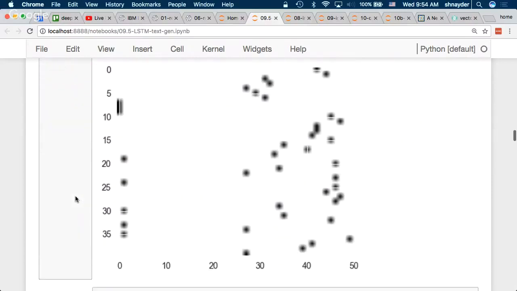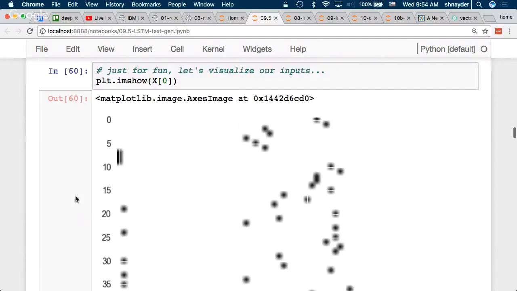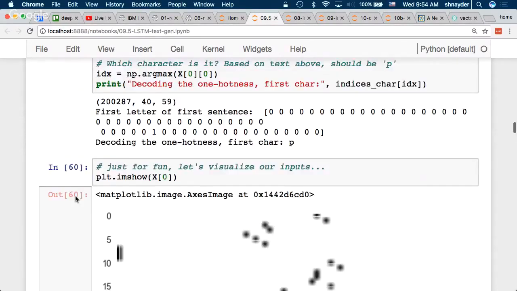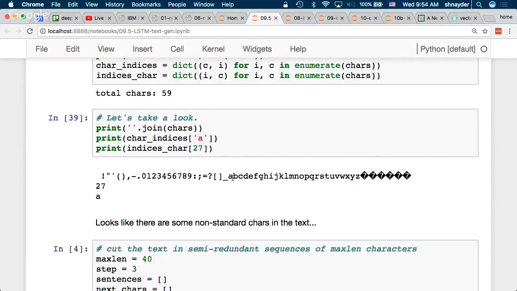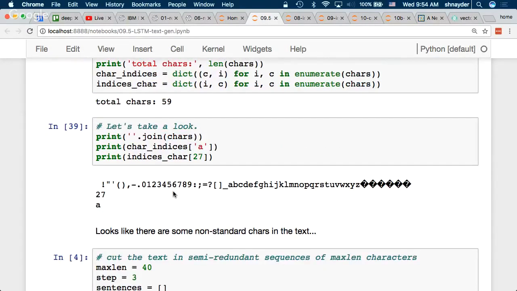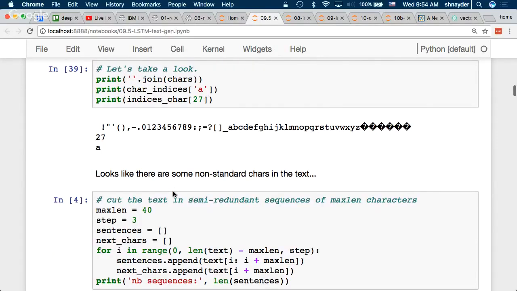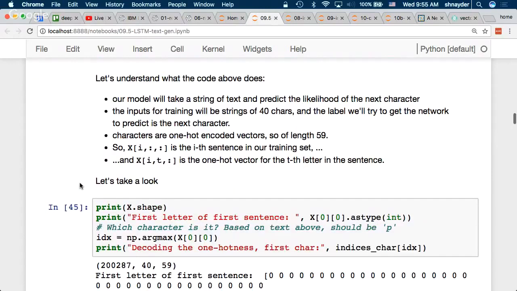I made some pictures that weren't very informative, but kind of interesting, of the one-hot encoded vectors. That's just all the characters that are used, including some weird ones: punctuation, numbers, all the alphabet. So this is all lowercase. You could make a model that doesn't have that, it'd be more complicated, but eventually it would definitely learn when to capitalize things. I think I have a link later.